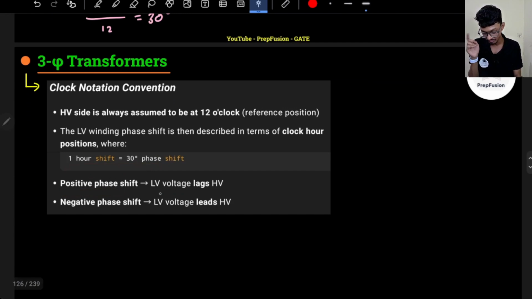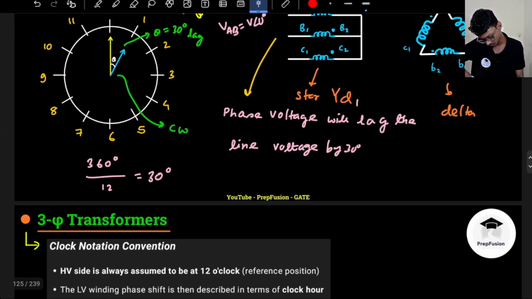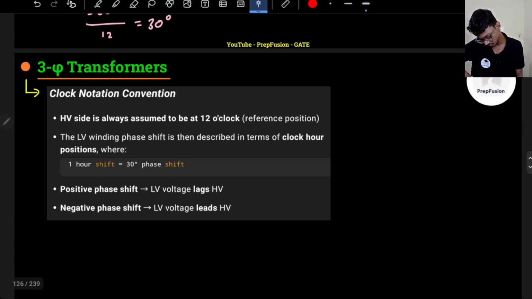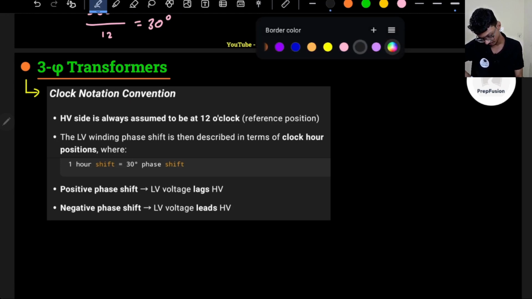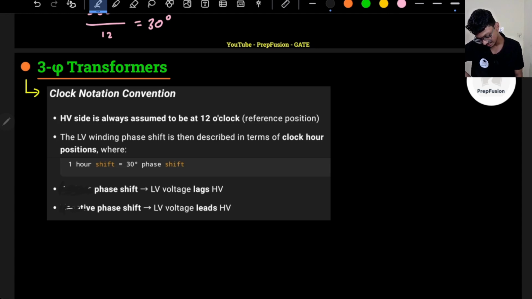Positive phase shift means LV voltage lags the HV. Actually no, here negative phase shift is what applies. Negative phase shift means LV lags the HV voltage, sorry. So this will be negative, not positive, it will be negative only. Okay, this will be negative and the other will be positive. So negative phase shift means LV lags, and negative means I will go in the clockwise direction. This we already know, right? Negative means I will go in the clockwise direction, positive means I will go in the anti-clockwise direction, according to a simple graph.